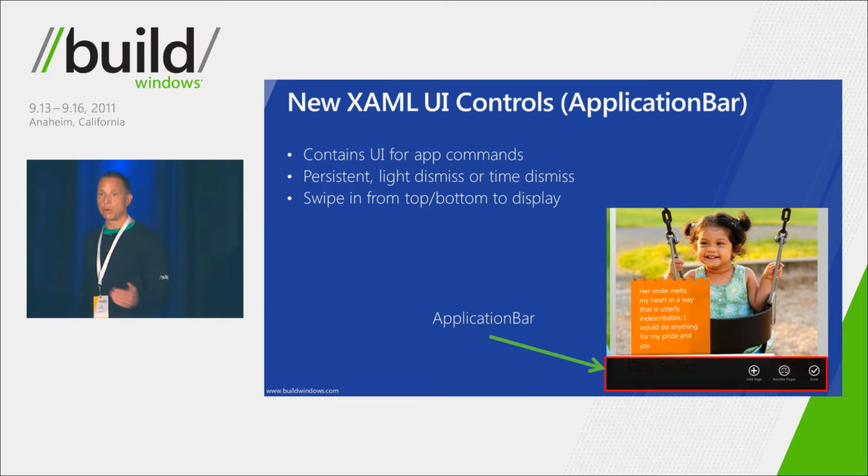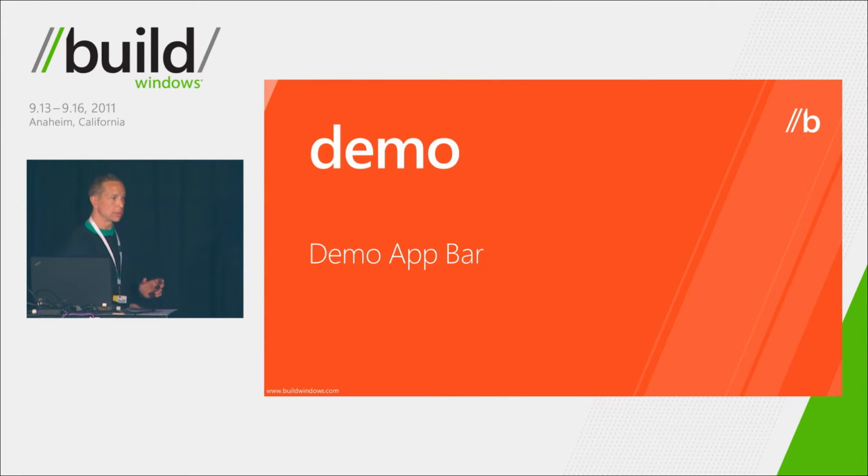And so when you put an application bar in your app, when you swipe in from the top or bottom, the application bar will automatically display over your content, and you as a developer can add your own items into the application bar. In this case, I have 3 buttons down below, but I'll show you how to do that. There are models for how you want to dismiss it. Light dismiss means I tap outside the app bar and it goes away. I can have a time delay, or I can have it persistent. But again, I'll just give you a quick little demo of that, since it seems like we need it in this app.